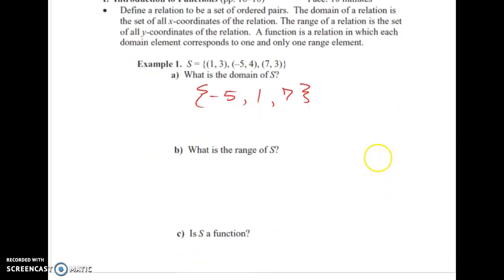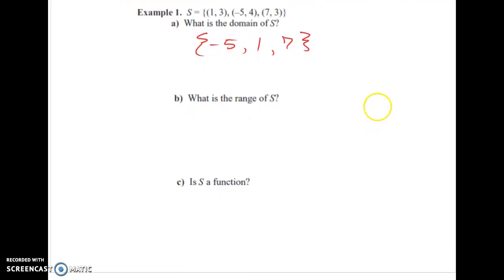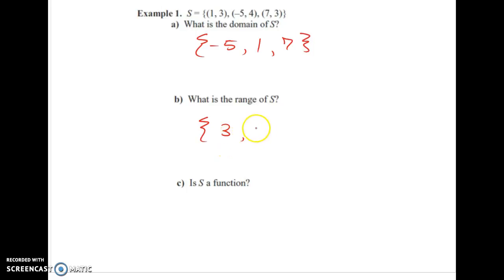For part B, it asks what is the range of S. So now we're talking about, of course, the y coordinates. Starting again with the smallest, 3. And then because there's two y coordinates of 3, we'll just write 3 once. And then we'll go ahead and finish this set off with, of course, the other y coordinate 4.